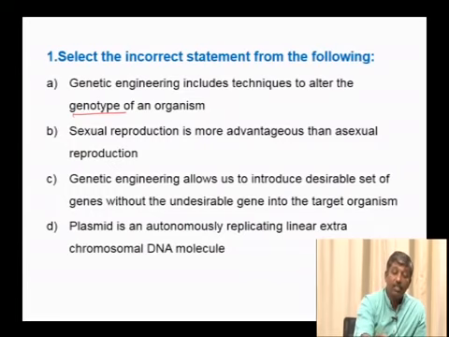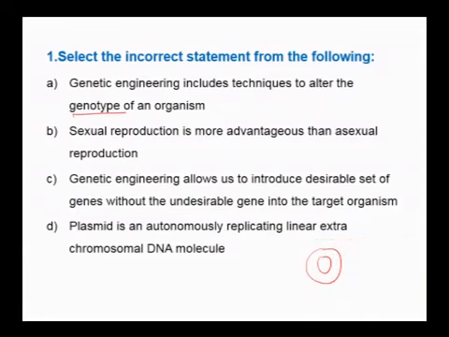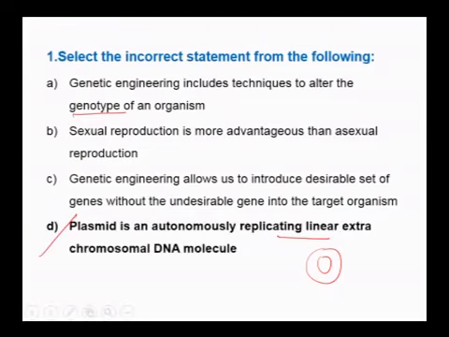Yes, whereas even in sexual reproduction or artificial hybridization, along with our desirable genes, undesirable genes also appear in the progeny. But in genetic engineering, only the desirable genes can be introduced. Plasmid is an autonomously replicating linear extra chromosomal DNA molecule. Generally plasmids are double-stranded self-replicating DNA molecules. It is not linear. Hence, the incorrect statement is D.